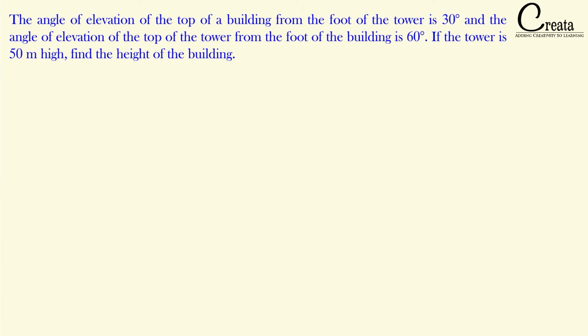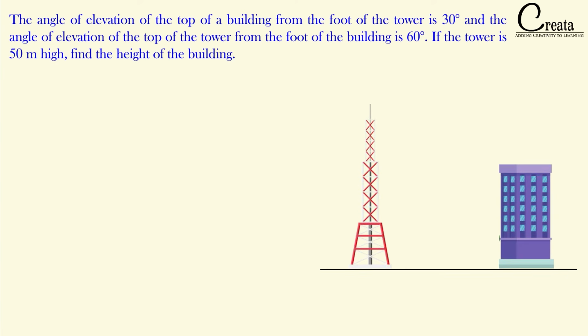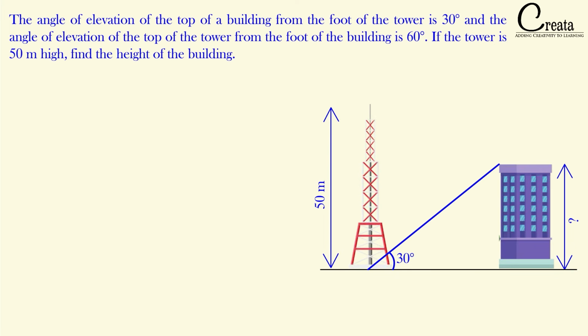Let's observe this question. In this question, a tower and the building is given. The height of the tower is given as 50 meter and the height of the building is missing, that we have to calculate in this question. Further, the angle of elevation of the top of the building from the foot of the tower is given. It means we are looking at the top of the building from the foot of the tower. The angle formed is 30 degree with respect to the horizontal line. Further, the second angle of elevation is also given. In this case, we are looking at the top of the tower from the foot of the building, and the angle formed is 60 degree.